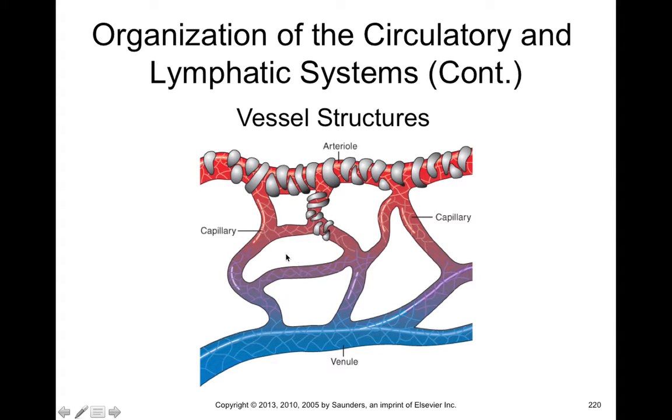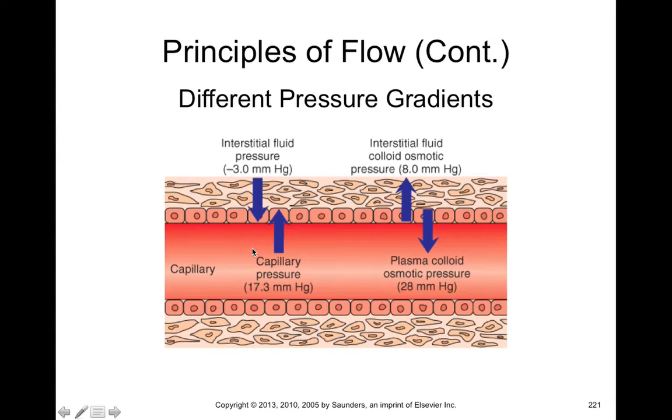Now, one thing that's important to note is that capillaries is where nutrient exchange occurs. So when you're talking about the exchange of gases, nutrients, and wastes, it occurs in the capillaries of your body because these have the thinnest walls, and therefore the greatest amount of diffusion or exchange can occur here. Now, one thing that also gets exchanged in capillaries is fluid. So not just gases and waste, but also fluids can move across the capillary wall. And this movement of fluid is dependent on differences in pressure gradients.